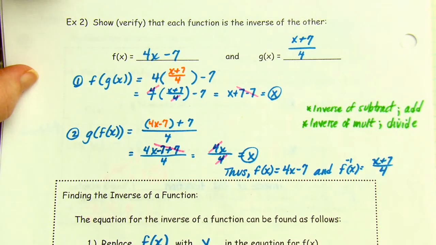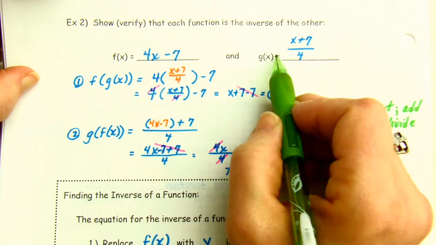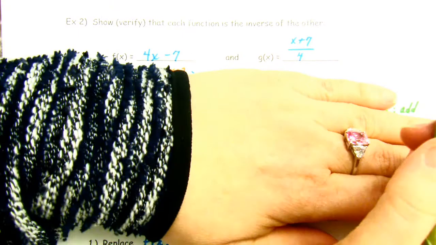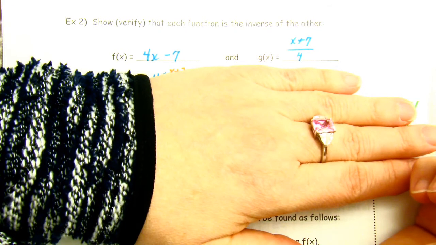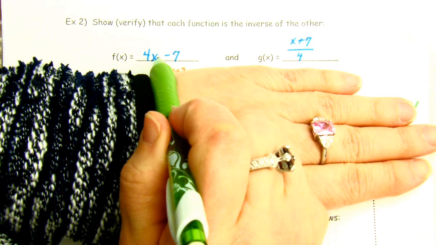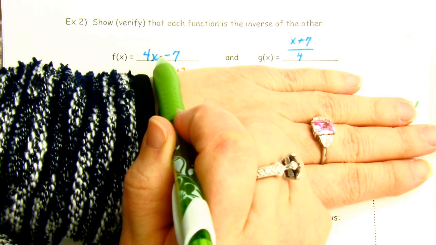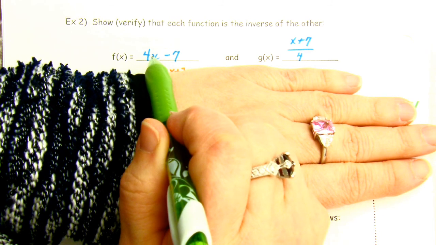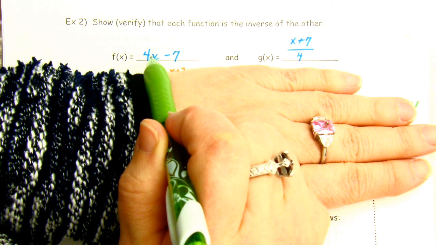All right, f of x is 4x minus 7. g of x is (x plus 7) divided by 4. Now, the easy way, or the shortcut way, or I'm going to try to guess if they're inverses, is with respect to x. What's the inverse of subtracting 7 with x? Well, that would be add. What's the inverse of multiplying 4 with x? Well, that would be dividing x by 4.